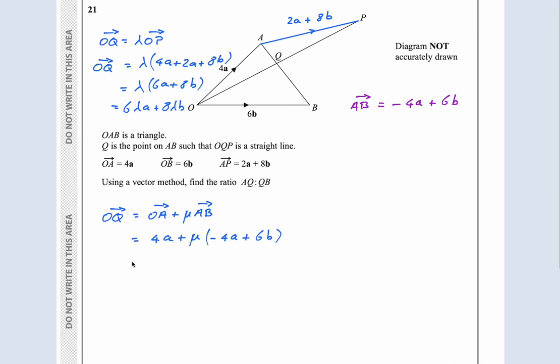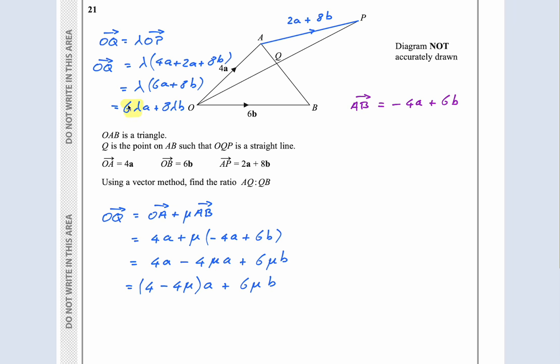So if I multiply all this out, I get 4A minus 4 mu A plus 6 mu B. And this is equal to, if I get the A components together, 4 minus 4 mu A, that's just factorizing the A, plus 6 mu B. Now my goal is to find mu. The way I'm going to find it is by equating these two things, because I've got OQ here and I've got OQ here.